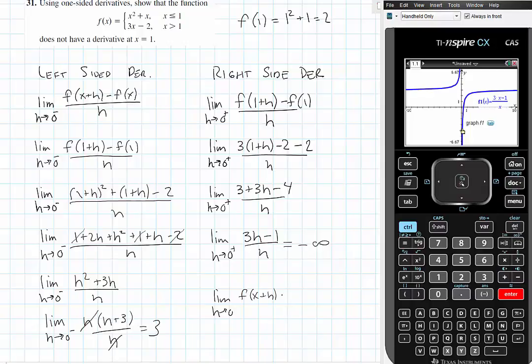let me be more particular here, 1 plus h minus f of 1 over h does not exist. And if it doesn't exist, that means the derivative doesn't exist. And there's problem number 31.